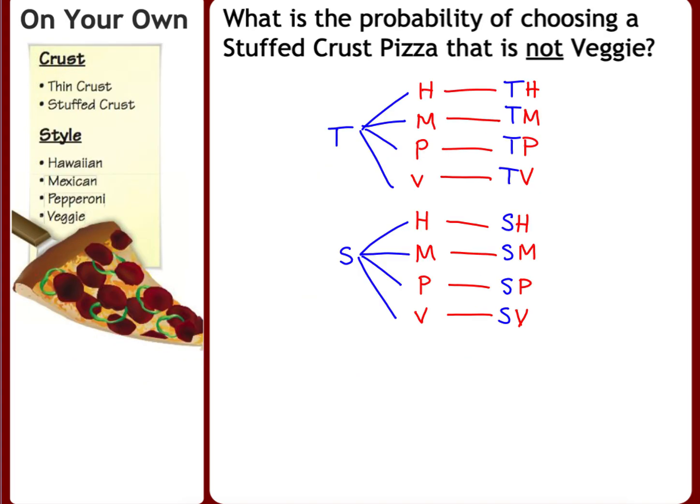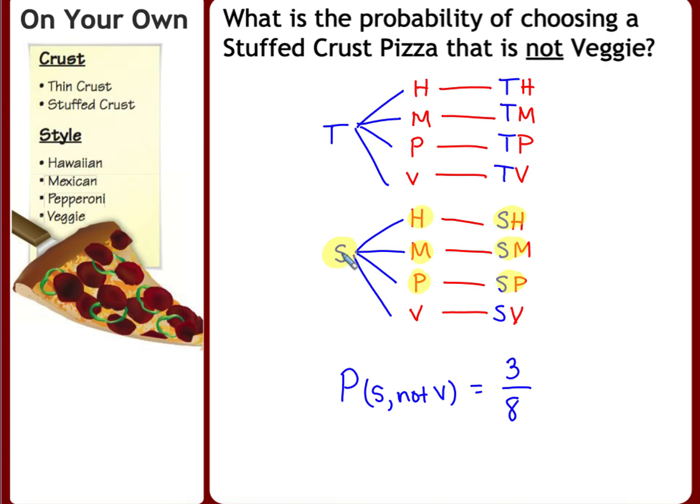Now let's try a probability. So again, I just copied this tree from the previous slide. We want to know the probability of choosing a stuffed crust pizza that is not veggie. So you want to identify out of these 8 pizzas, how many are stuffed crust that are not veggie. Write it as a probability.